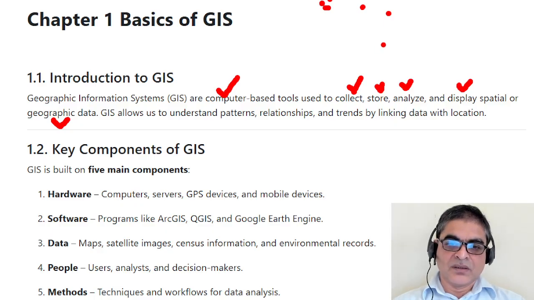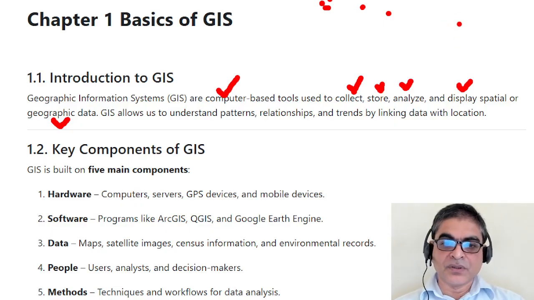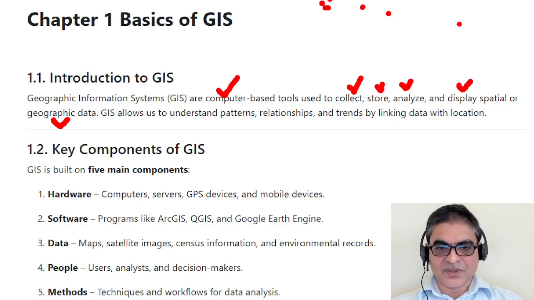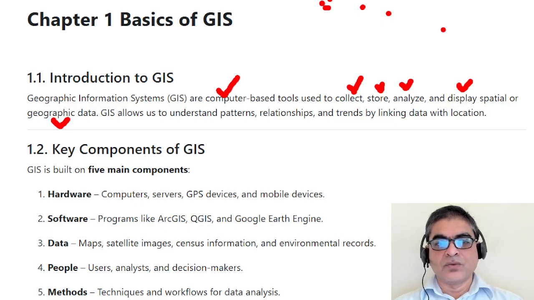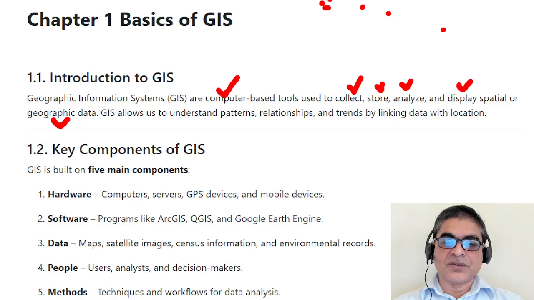We can study the relationship also, like if rainfall is higher here, then the vegetation is also higher, and where the rainfall is less, vegetation is also less. How much less or how much more, this can also be studied. Then we can study the trends also. If we have time series data, then we can use it for trend, like from 2000 to 2024, what is the change in the vegetation or moisture.